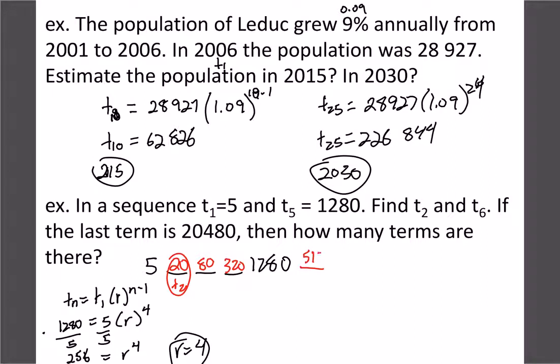That gives us 5120 as our term 6. So those two are done. So all we've got left now is this second part of the question. It's saying if the last term is 2480, what's the total number of terms?